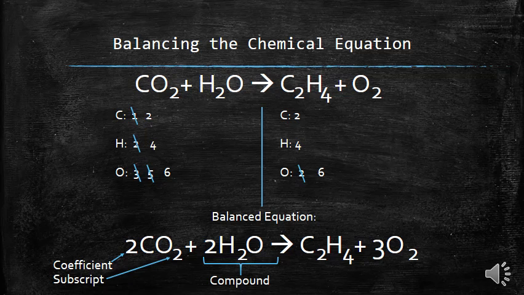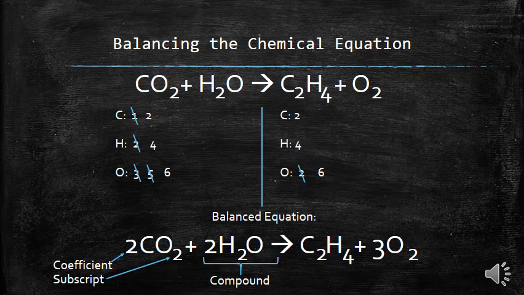Now I'm going to balance the equation. So the top equation, the reactants are on the left side, which are CO2 and H2O, and the products are on the right side. So those are C2H4 and O2. When balancing an equation, you want to lay out everything that you have. So I made a little table that displays how many atoms of each element there are.